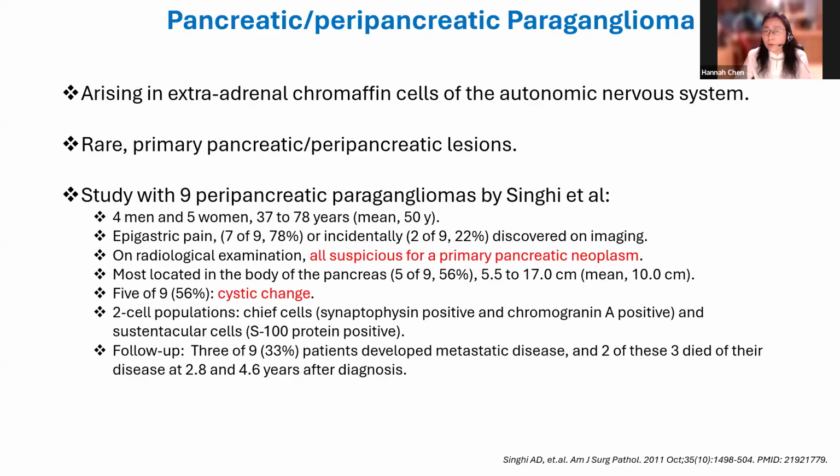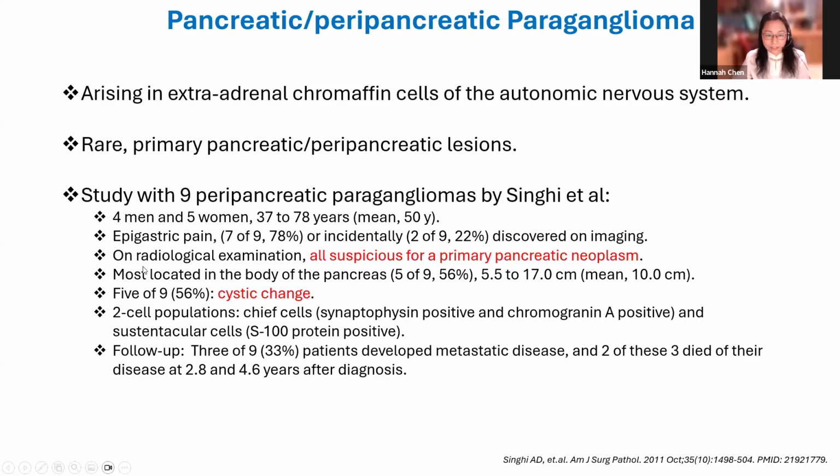Paraganglioma in the pancreas or pancreatic tissue is very rare. It usually arises in extra-adrenal chromaffin cells of the autonomic nervous system. It could present as primary pancreatic or parapancreatic lesions. It's pretty rare. There is a study with 9 parapancreatic paragangliomas.